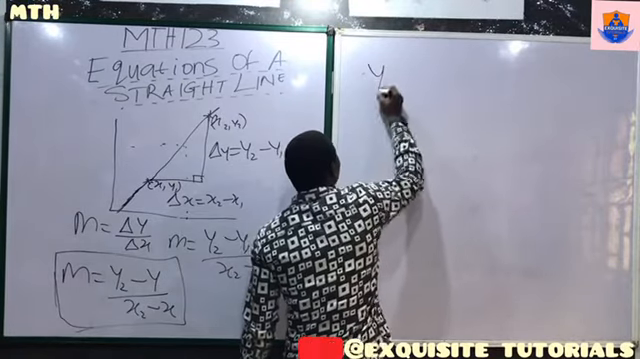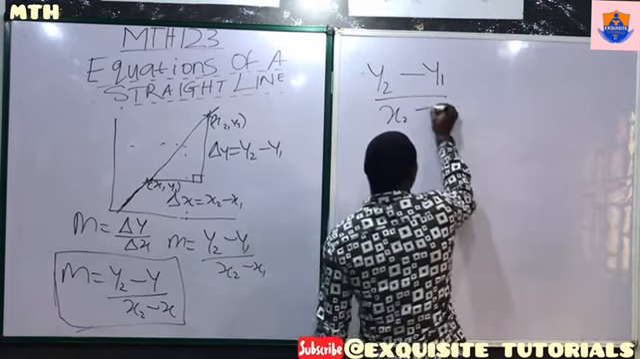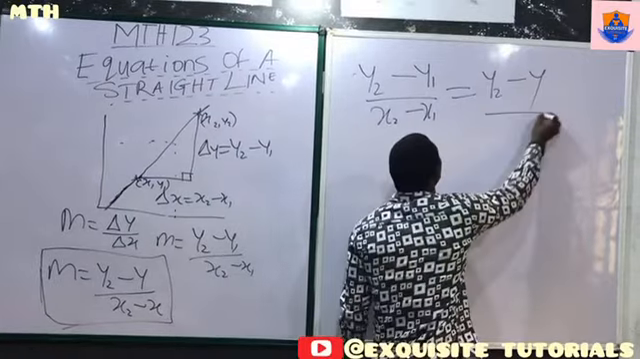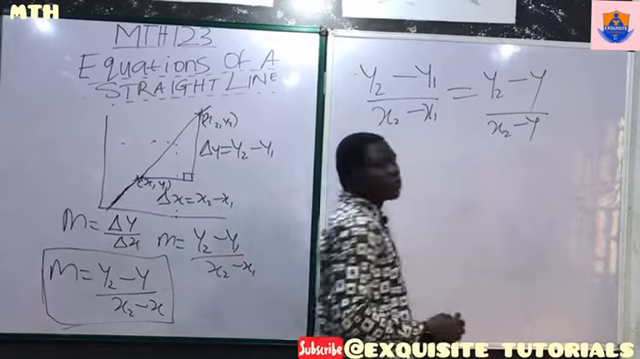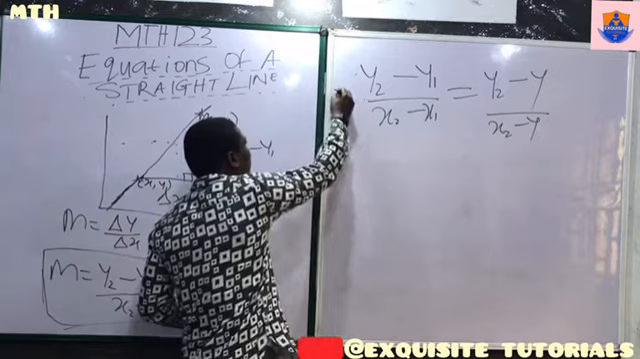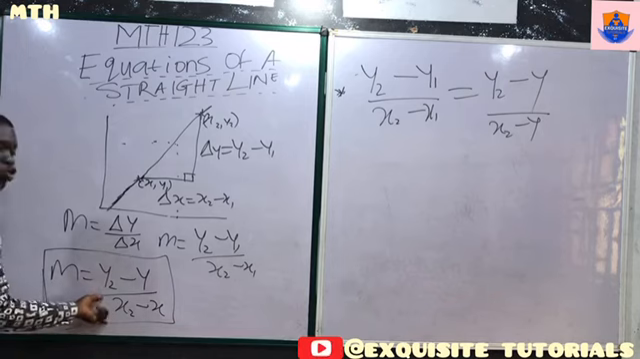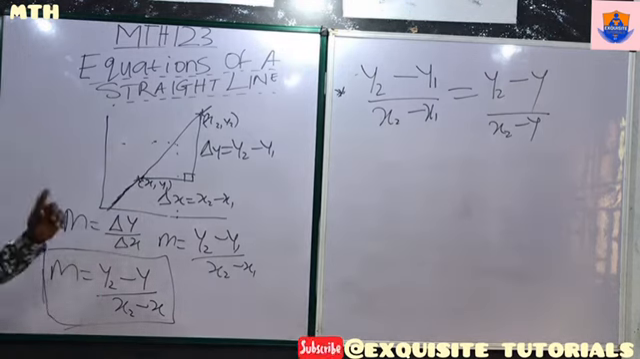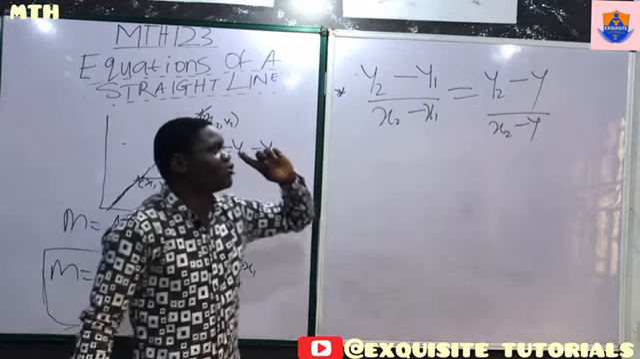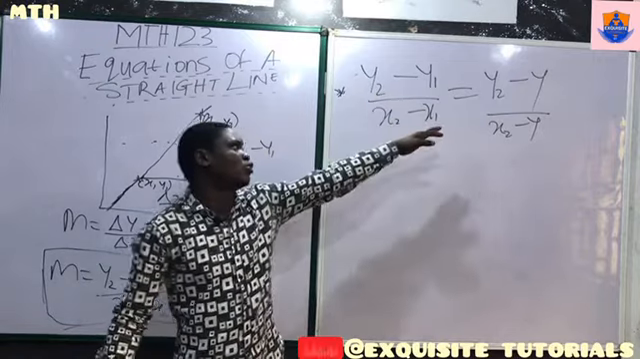The second form becomes y2 minus y1 all over x2 minus x1 equal to y2 minus y all over x2 minus x. So this is the second form of the equation of a straight line. The first form is when you are given the gradient of the line and you are given just one point that the line passes through. The second form is when you are not given the gradient of the line, but you are given two coordinates, two points that the line passes through, such that you first of all use those two points to get the gradient of the line and you equate it to this.